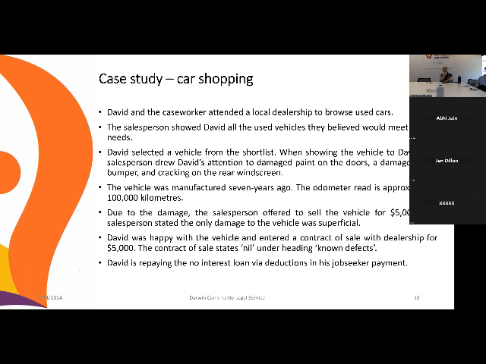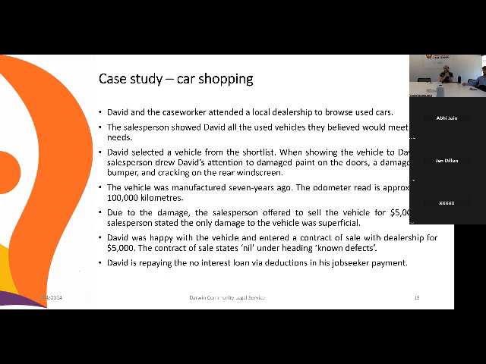The vehicle was manufactured 7 years ago, and the odometer is approximately 100,000 kilometers. So it hasn't been used too much. Due to the damage, the salesperson offers to sell the vehicle for $5,000. The salesperson also verbally states that the only damage to the vehicle is superficial, so it's just the stuff you can see. So the paint on the doors that's damaged, the front bumper that's smashed, I guess, and the cracking on the rear windscreen.